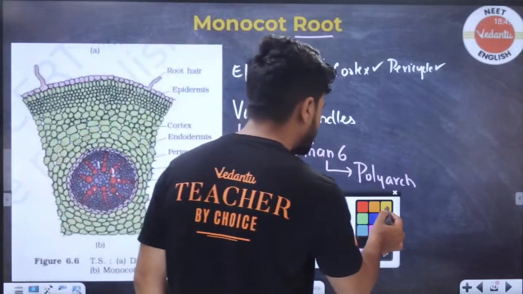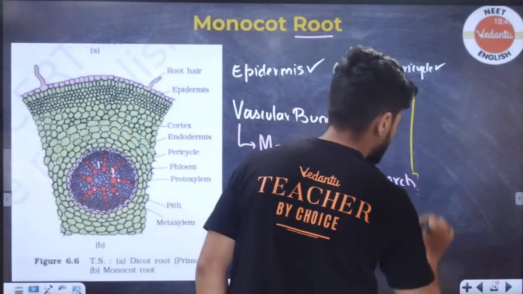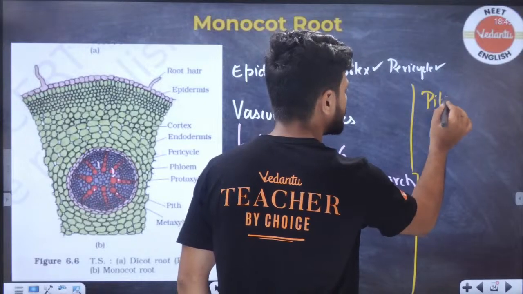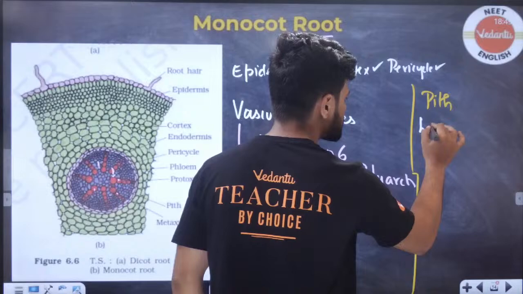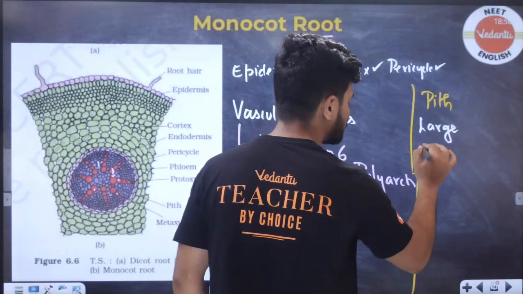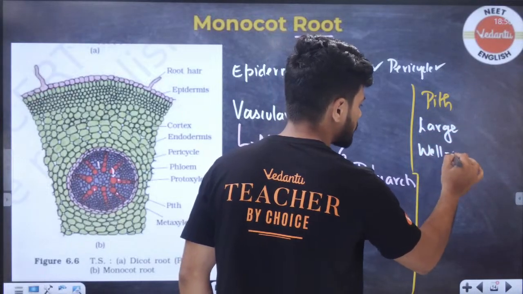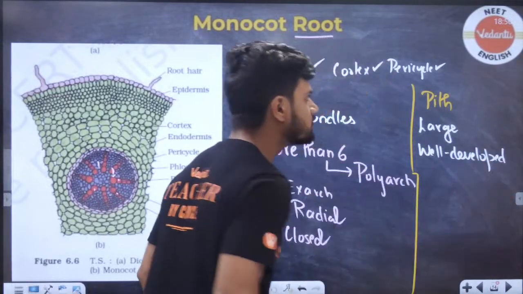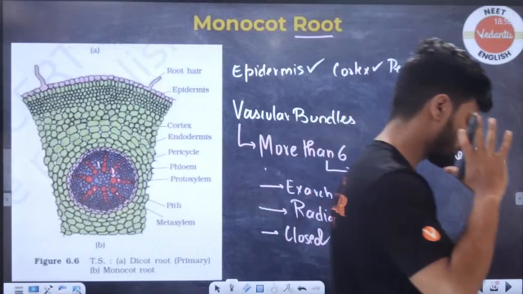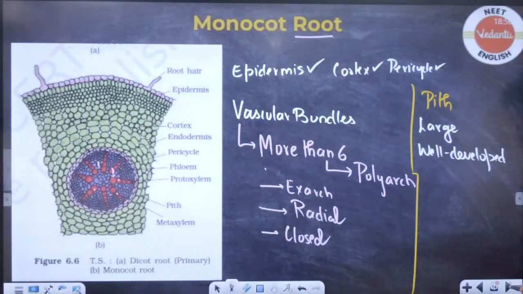Okay. Now, apart from that, the main change will come in the pith. Here, the pith is very large and well developed. That's all. Done. Monocot root is done.